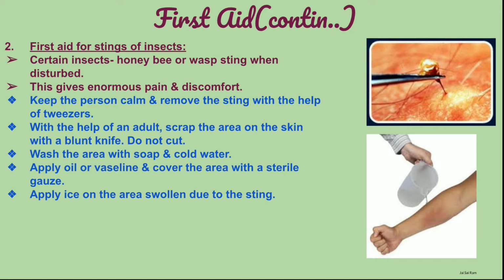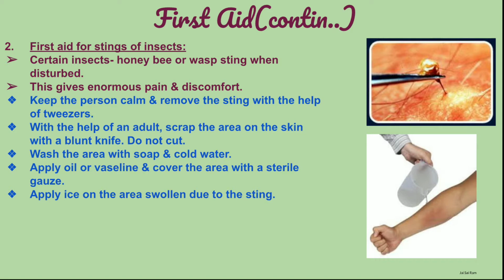We should not put a cut, but we should scrape the area of the skin with a blunt knife. Now after that we should wash the area with soap and cold water, and then we should apply some oil or Vaseline and cover the area with a sterile gauze. Now we can also apply some ice on the area which is swollen due to the sting. This will provide the victim some comfort.